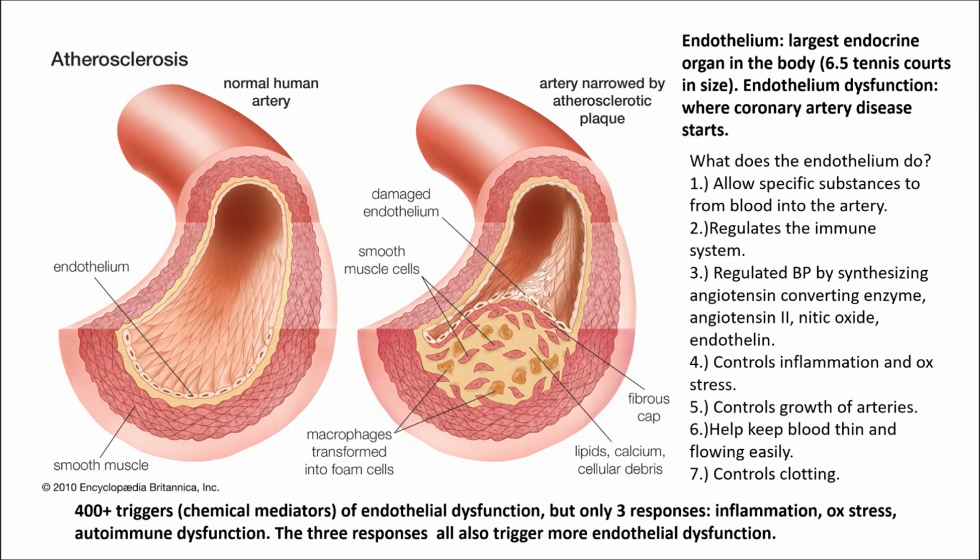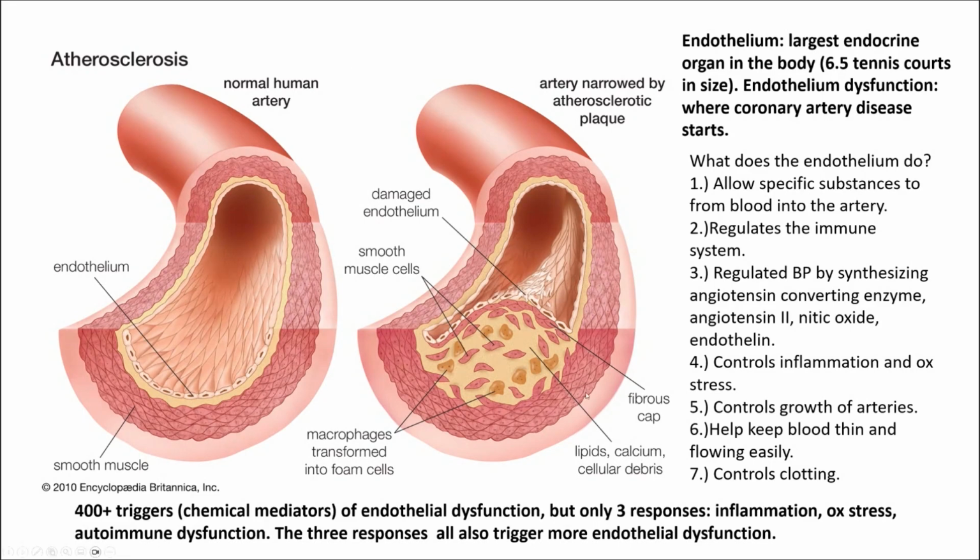We'll talk about some of them, but there's only 3 responses, and those 3 responses are inflammation, oxidative stress, and autoimmune dysfunction. And once you get the inflammation, oxidative stress, and autoimmune dysfunction that endothelial dysfunction creates, then you develop more endothelial dysfunction, and it creates this positive feedback loop, vicious cycle that creates more and more damage. And you've got to break that cycle if you want to save your vascular system and stop vascular damage and reverse vascular damage. Vascular damage, plaquing, is much easier to prevent than reverse.